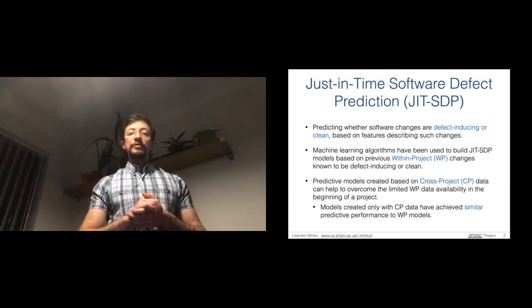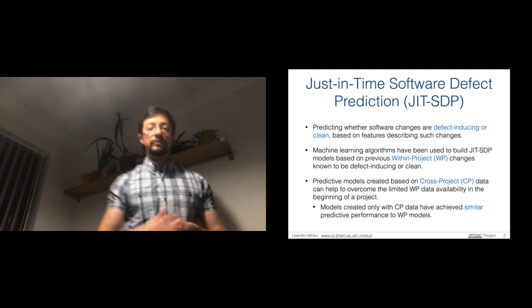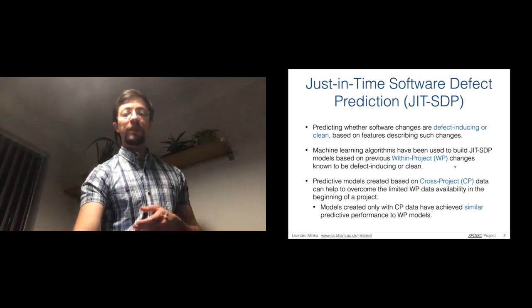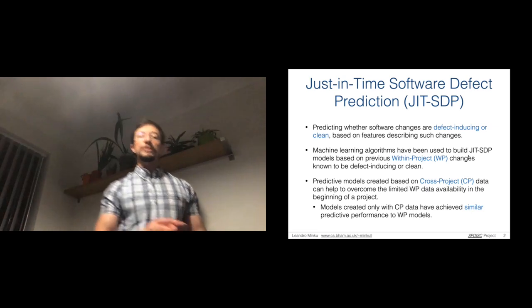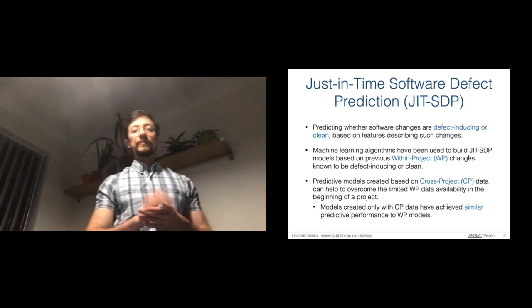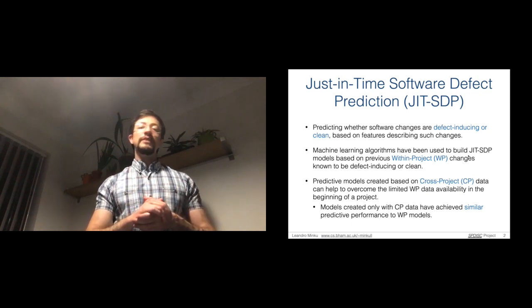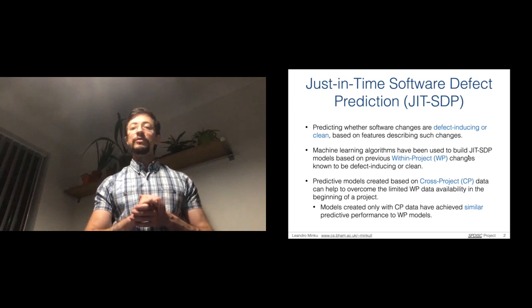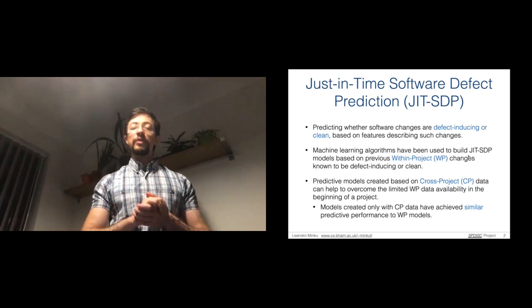Just-in-time software defect prediction, or JIT-SDP, consists in predicting whether software changes are defect-inducing or clean based on features describing such changes. Typically, people adopt machine learning algorithms to build JIT-SDP models based on previous within-project changes known to be defect-inducing or clean. The problem is that in the initial stage of software projects, we don't really have much within-project training data to use for creating these predictive models. So these predictive models may not perform very well during the initial stage of software projects.